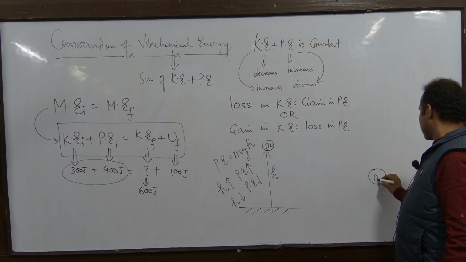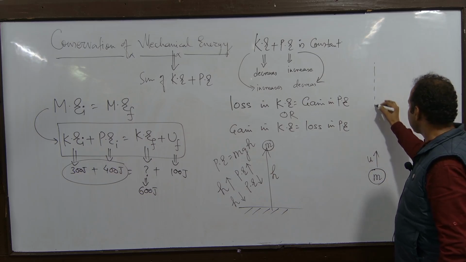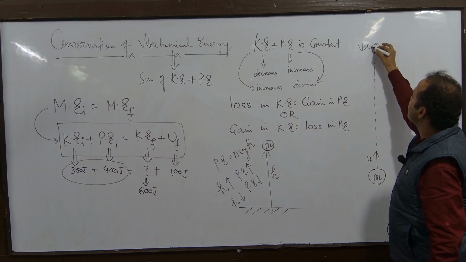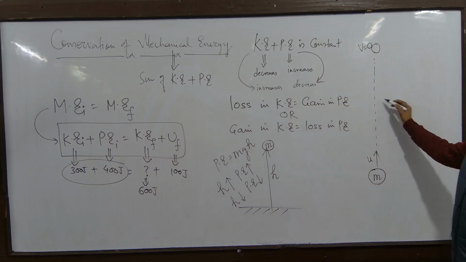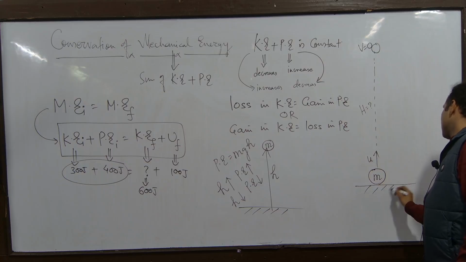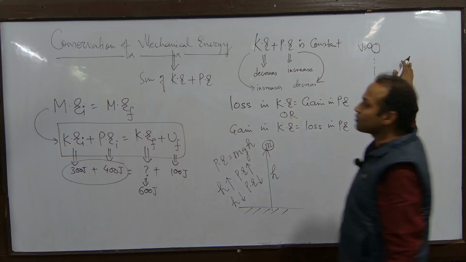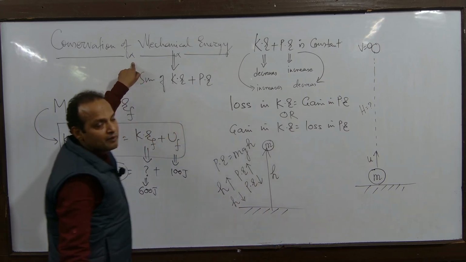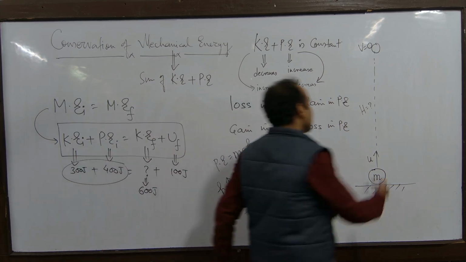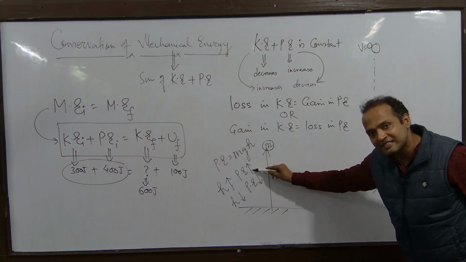I'm taking a question. A ball of mass m thrown up with speed u. You have to find out at what height it will come to rest, or maximum height it will rise. And I have to solve this problem using conservation of mechanical energy. So, when a ball rises up, when height increases, potential energy increases.